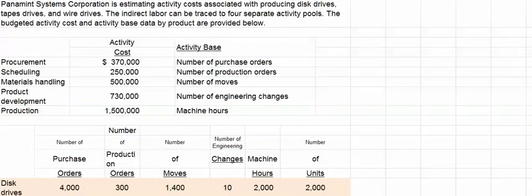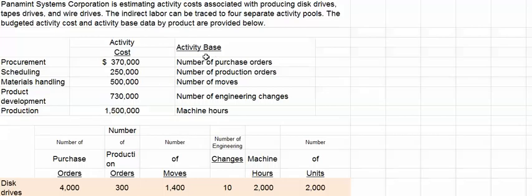When we look at this question, it says Panamint System Corporation has estimated activity costs associated with producing disk drives, tape drives, and wire drives. The indirect labor can be traced to 4 separate activity pools. The budgeted activity cost of each activity data by product are provided below. So we have procurement, $375,000, scheduling, $250,000, materials handling, $500,000, product development, $730,000, production, $1,500,000.